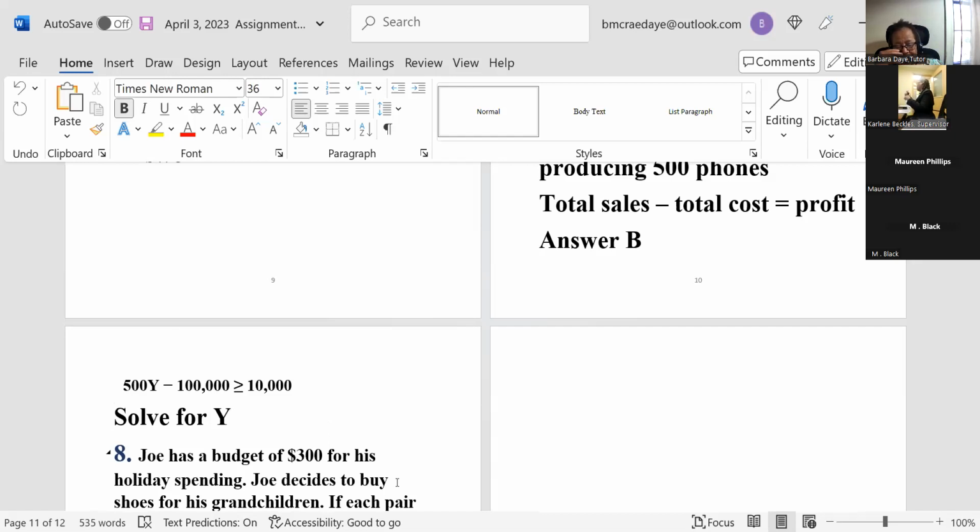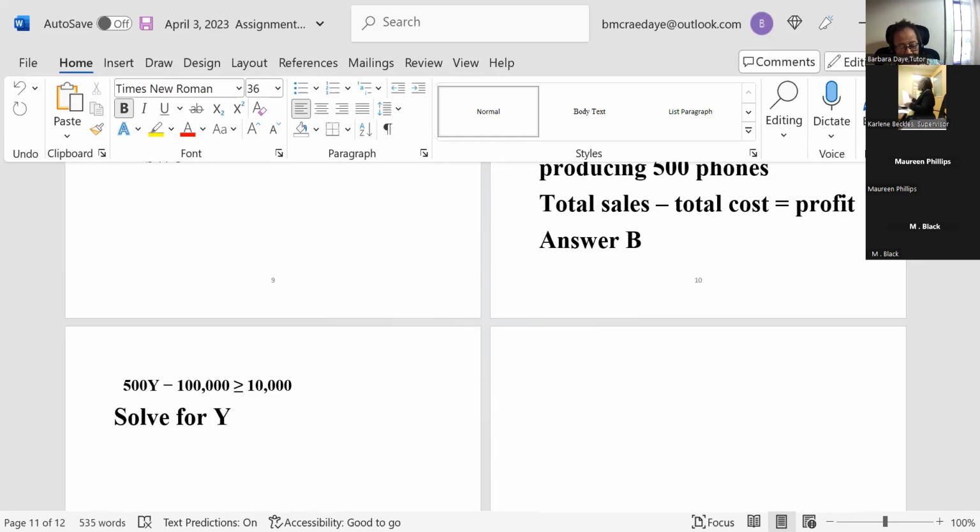Because that tells you the minimum price you'd have to sell these phones for to make that profit of 10,000 or more. So I want you to solve for Y. Tell me what you get for Y.